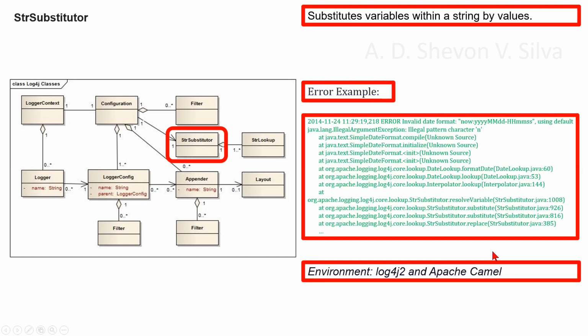As an error example, we can consider this occurring in the environment with Log4j 2 and Apache Camel. Error: invalid date format now:YYYYMMdd-hhmmss using default. java.lang.IllegalArgumentException: Illegal pattern character 'n', and etc. Then org.apache.logging.log4j.core.lookup.StrSubstitutor.resolveVariable, etc.